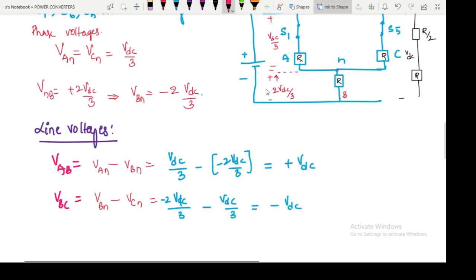The third line voltage VCA is equal to VCN minus VAN, which is equal to, VCN is VDC by 3. The three line voltages: VAB is plus VDC, VBC is minus VDC, VCA is 0. Okay, I am going to draw the graph here.